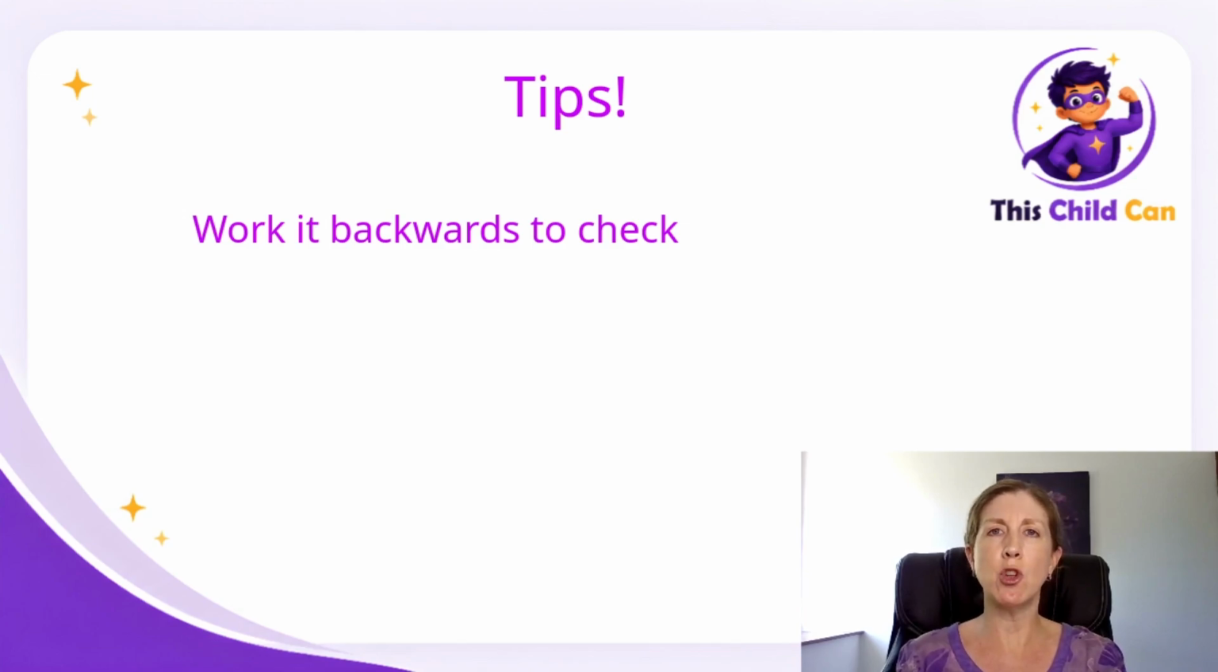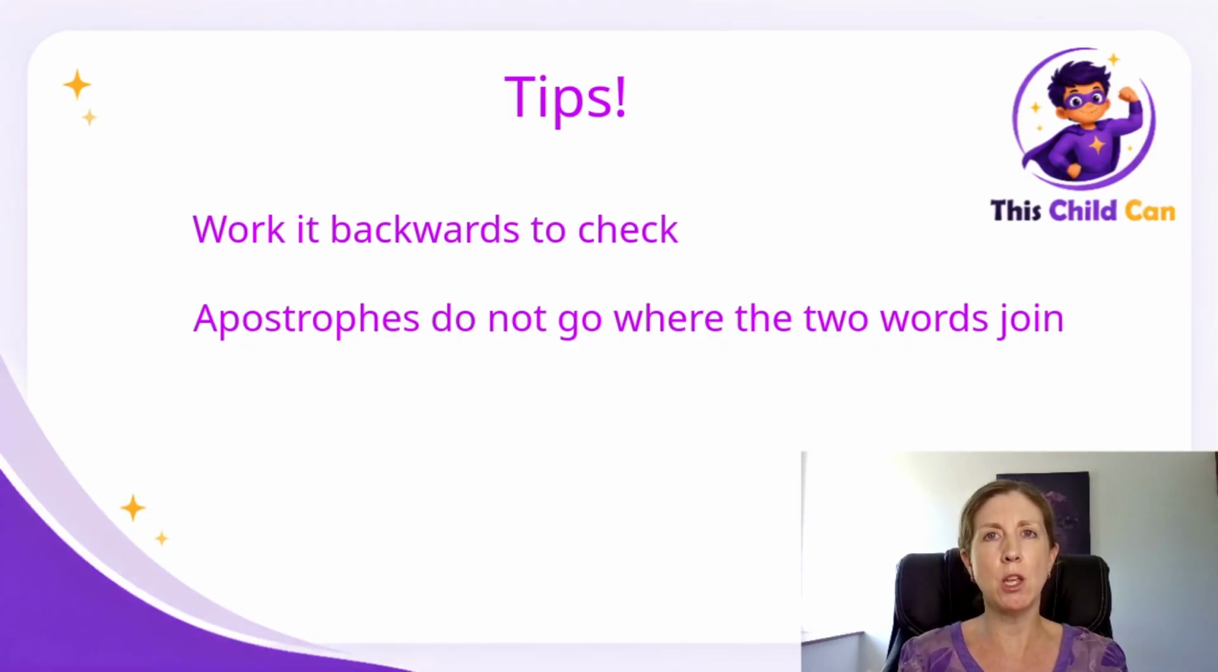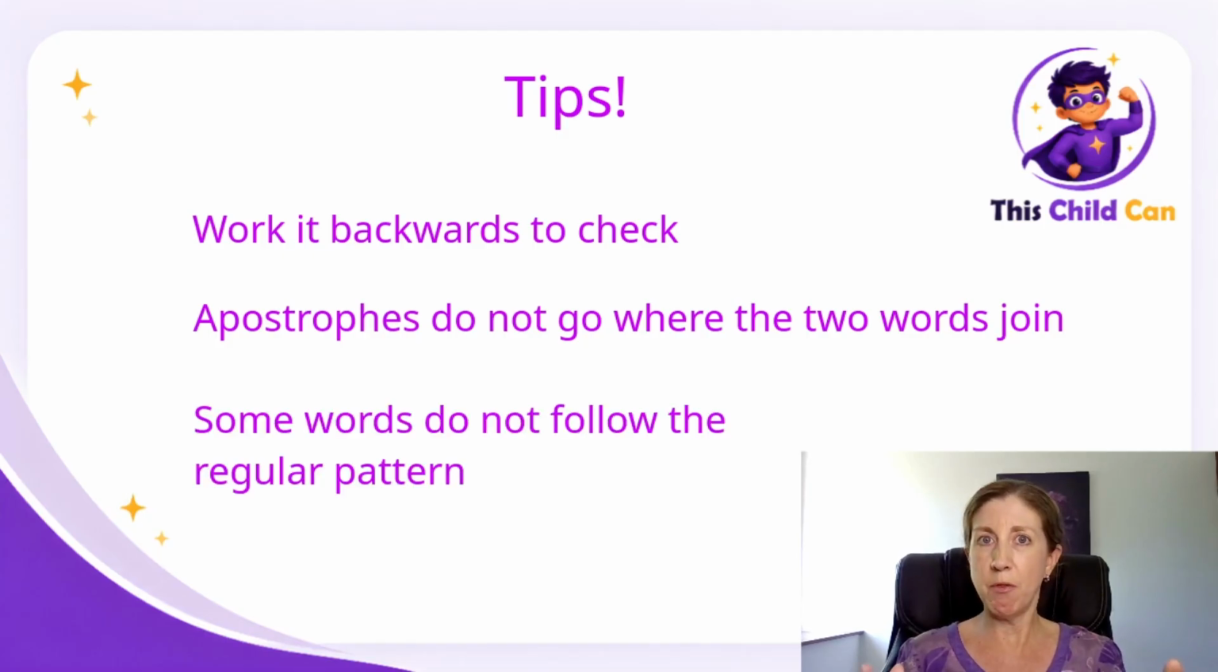The second is to know that you can't just push the two short words together and put an apostrophe in the middle where they meet, because the apostrophe is only used to show where the missing letters should go. And finally, beware. There are some other types of apostrophe for contraction that don't follow the regular pattern. But for now, keep it simple for your child, and you can get to the harder stuff later on.